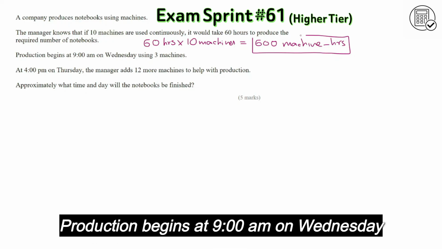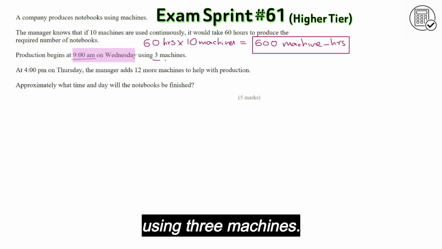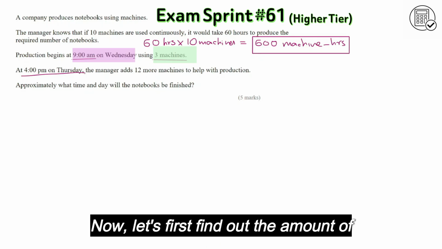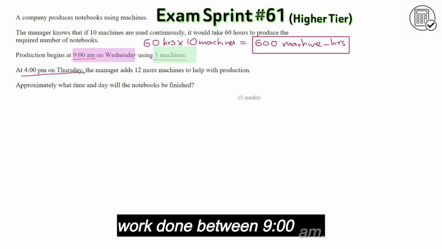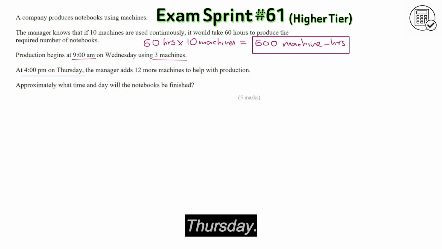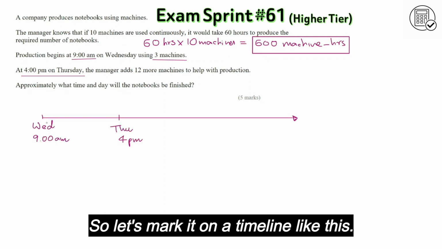Production begins at 9 a.m. on Wednesday using 3 machines. At 4 p.m. on Thursday, the manager adds 12 more machines. Now, let's first find out the amount of work done between 9 a.m. Wednesday and 4 p.m. Thursday.